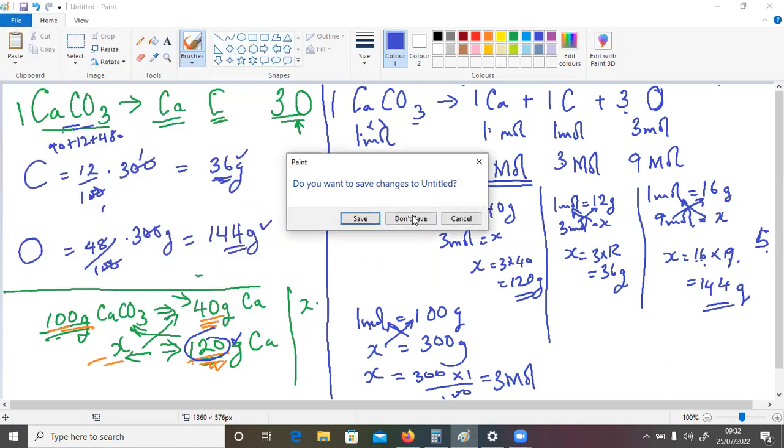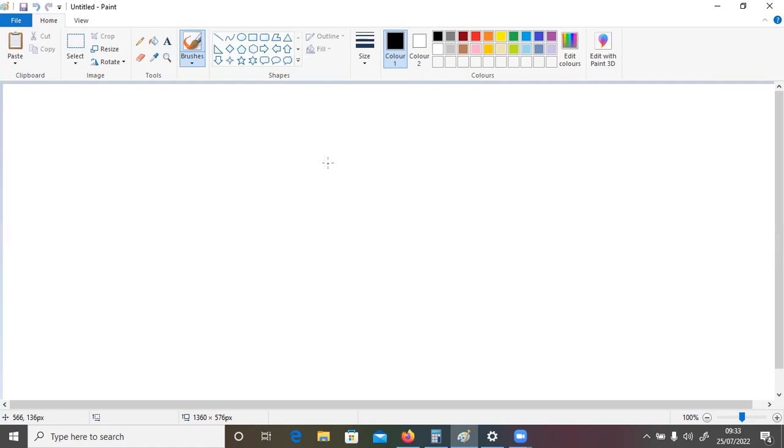Consider this one a little bit on the side. There is a certain metal chloride, you are told, called X chloride. That is the formula of the metal chloride, and it has a relative formula mass of 58.5. What is X?